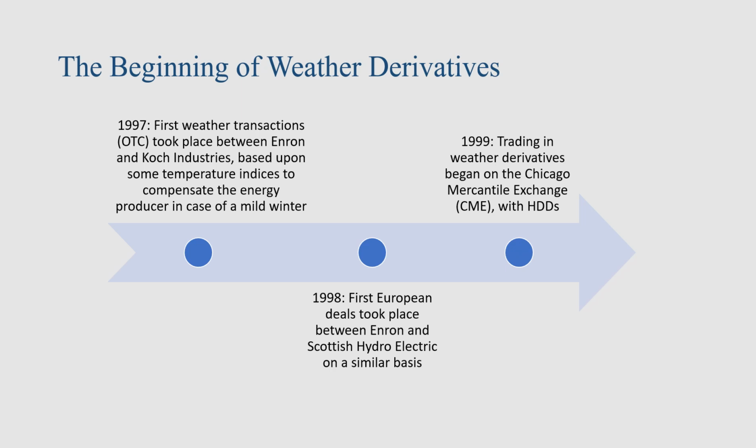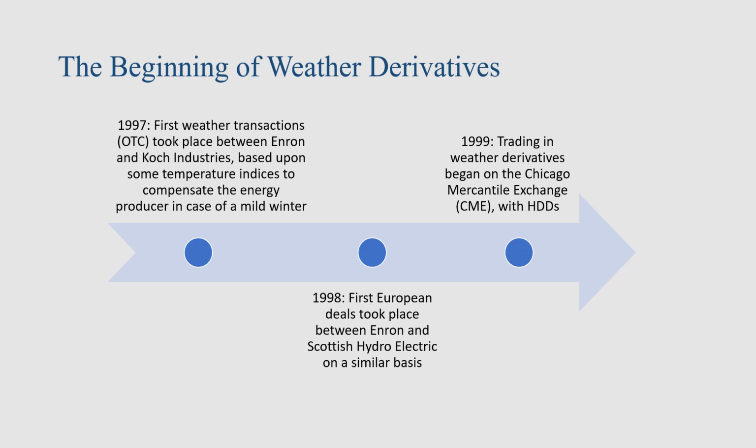Weather derivatives are a more recent phenomenon. In 1997, the first weather transactions, these were over-the-counter transactions, took place between Enron and Koch Industries. They were based upon some temperature indices to compensate the energy producer in case of a mild winter. In 1998, the first European deals took place between Enron and Scottish Hydroelectric on a similar basis. And in 1999, trading in weather derivatives began on the Chicago Mercantile Exchange, with heating degree days being the only product then available.